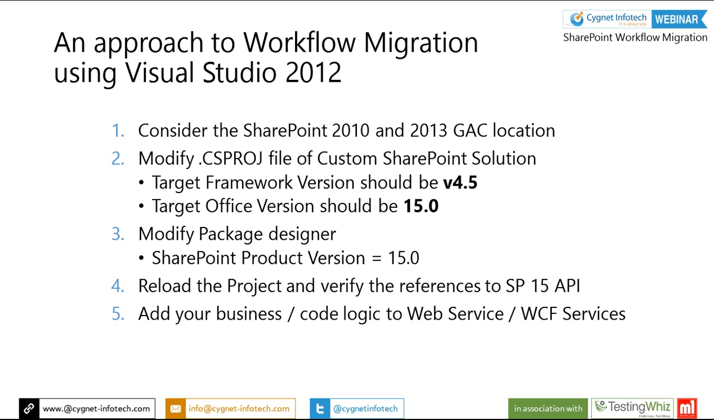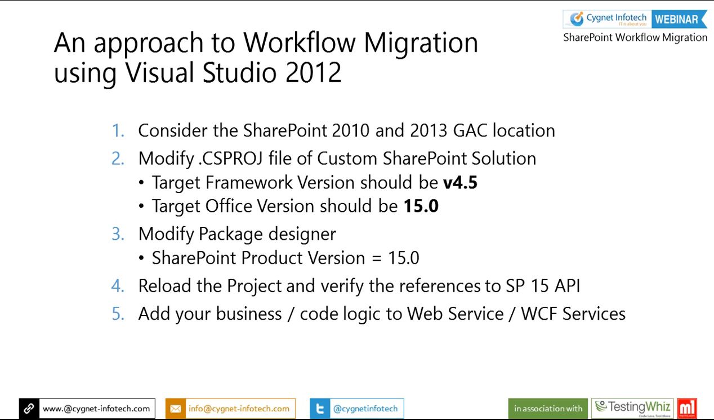Similarly, you need to inject one more tag, the TargetOfficeVersion, and set its value to 15.0. Along with that, you also need to modify the package designer file. There is a tag called Package, and you need to add an additional attribute to it indicating the SharePoint product version 15.0. So as an attribute, write SharePointProductVersion and set the value to 15.0.